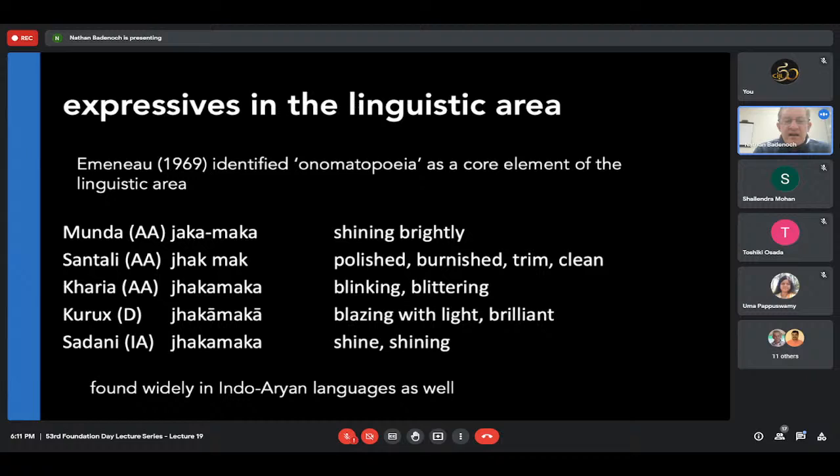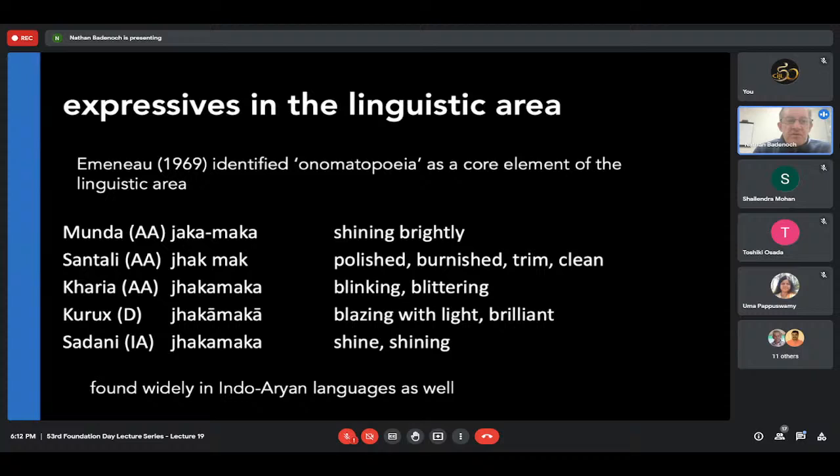In the micro linguistic area where Mundari is spoken, the example of Jakamaka, which I'm sure many people will recall from other languages that they speak, about shining brightly. Santali has Jakmak. Karia, another Austroasiatic language, has Jakamaka. Kurukh, a Dravidian language, has Jakamaka. And Sadani, an Indo-Aryan language, says Jakamaka. So the question about how this happened over history is something that has got some attention, needs much, much more work.